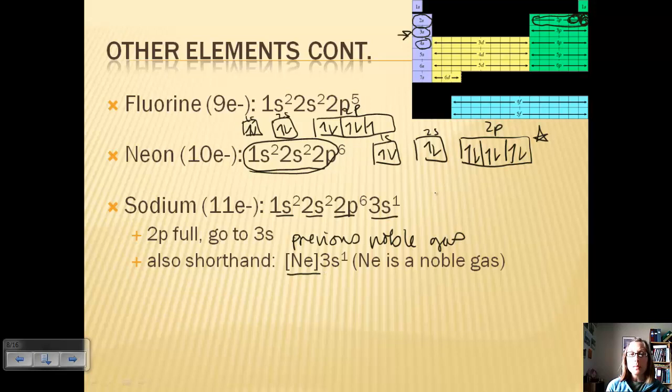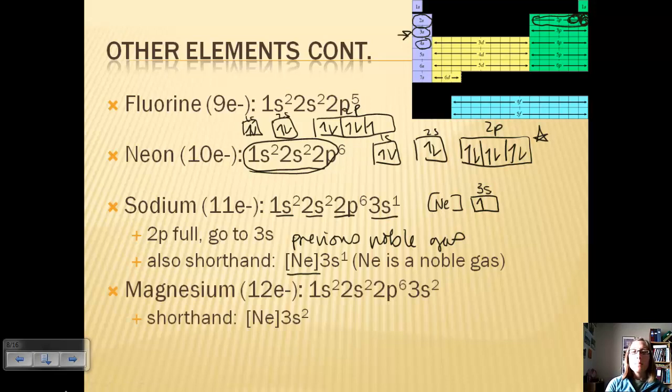So if I was going to write the orbital diagram, I could still do neon in brackets. And then I know all s's have 1 orbital. And so I'm going to label it, and because it's 3s1, it gets 1 electron. Magnesium is the next one over. We're right here. Okay, so now I'm filling the 3s orbital because I have 2 electrons in there. And remember, this part is equal to neon. So I can write Ne, and then 3s, and because it's 3s2, I have 1, 2.